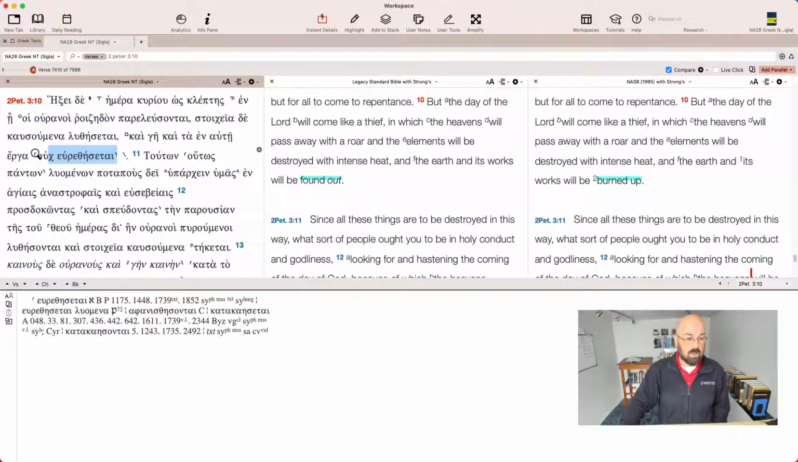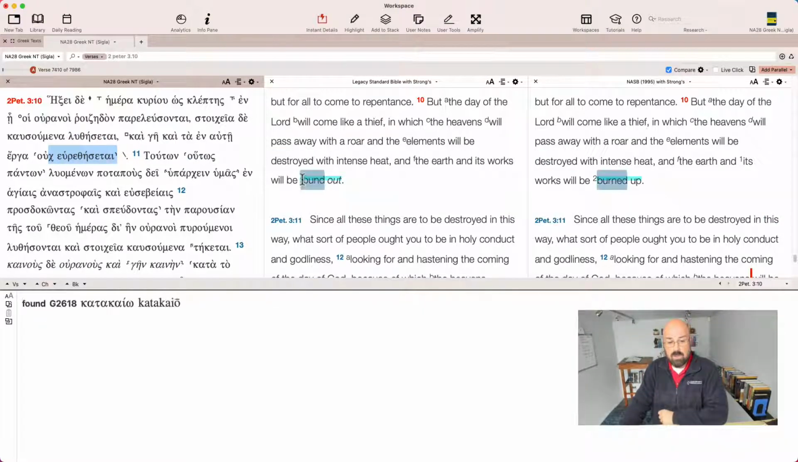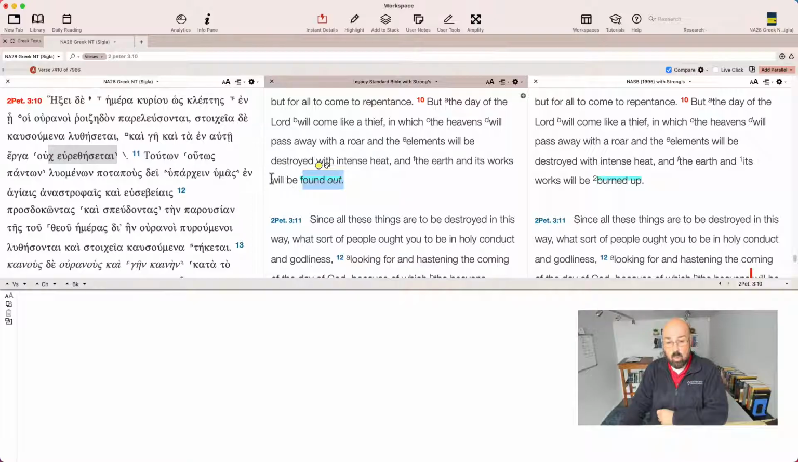There we go. So you can see down the bottom there, if you can read text criticism, that the first one, heurethēsetai, "it will be found," is a really well attested text. Now, this is very highly debated. If you look at this in the UBS, I believe this is a C or a D rating, so there's a lot of uncertainty about how this is going to be rendered. In this case, the Legacy Standard doesn't have the negation: "The earth and its works will be found out."